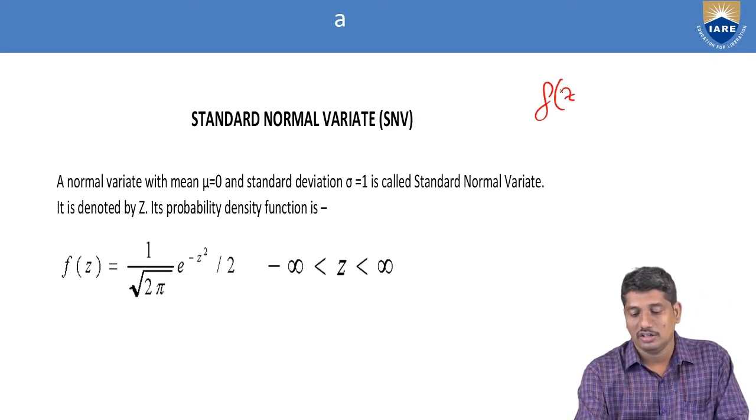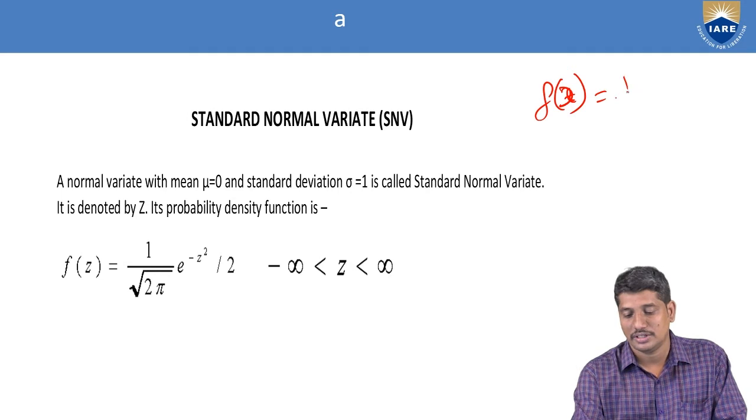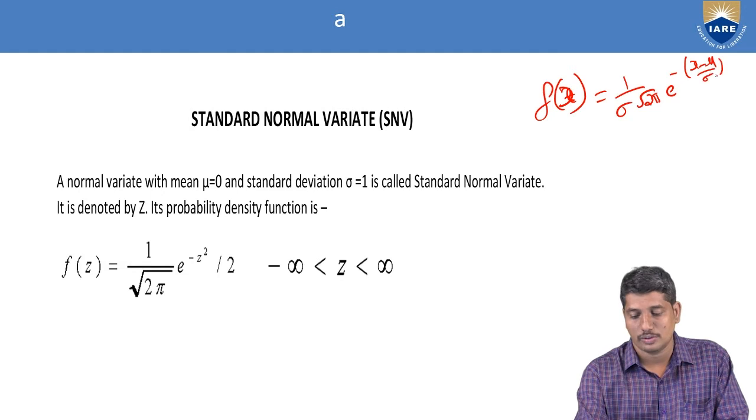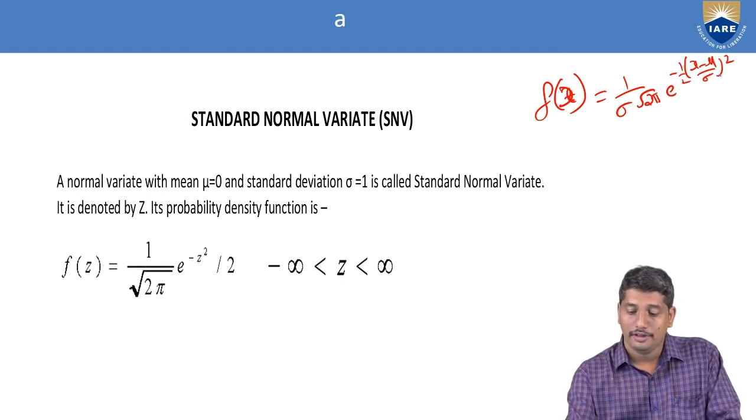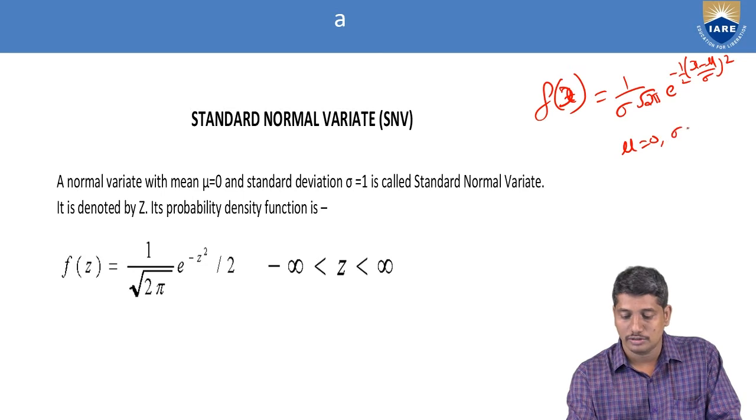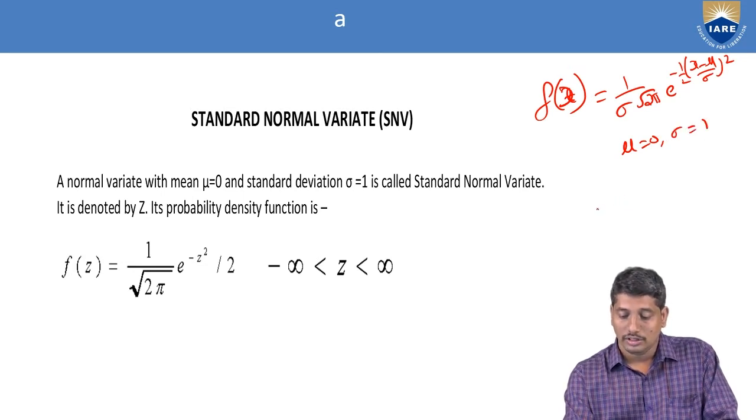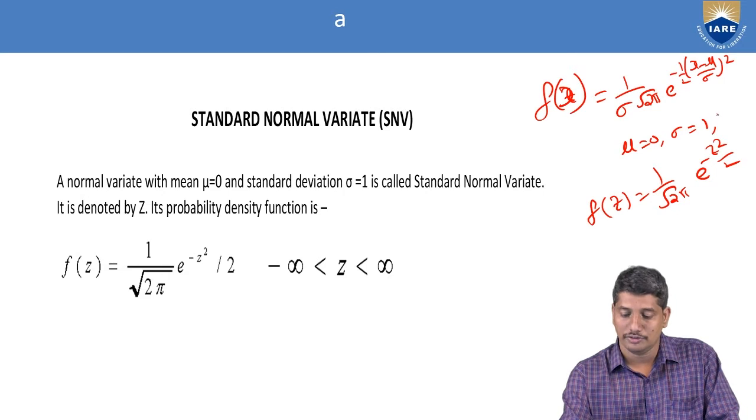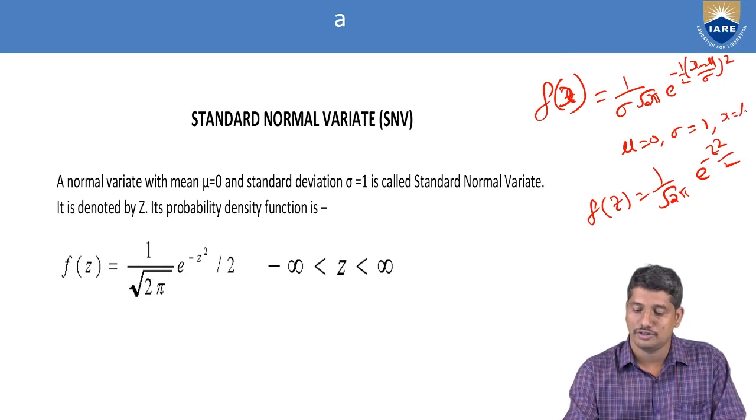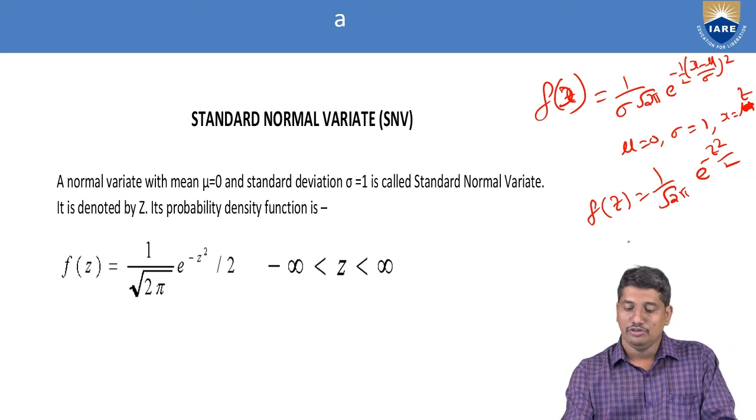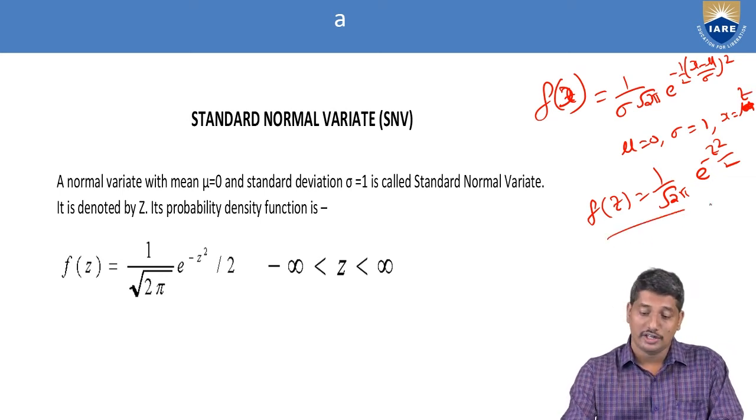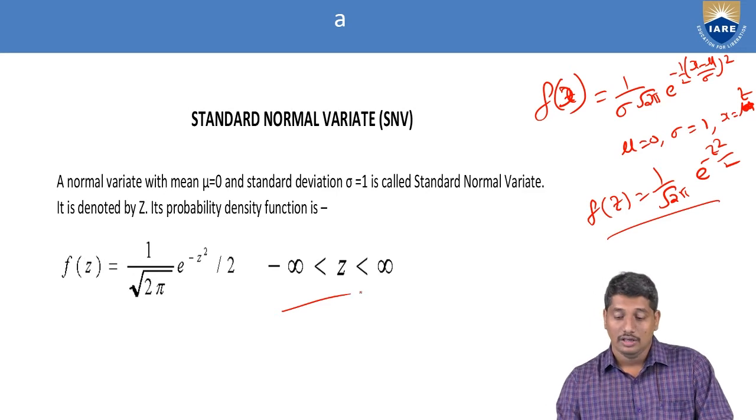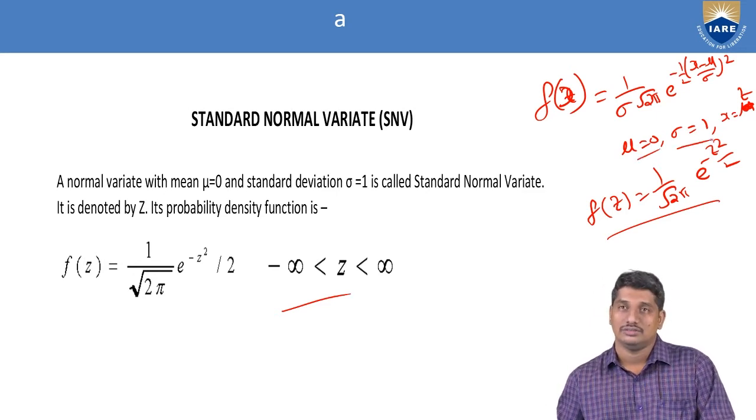This is a general normal distribution function, that is 1 by sigma root 2 pi e power minus 1 by 2 into (x minus mu by sigma) whole square. And if you put mu is equal to 0 and sigma is equal to 1, it will be reduced to f of z is 1 by root 2 pi e power minus z square by 2. That means if you put mu equal to 0, sigma equal to 1, and x equal to z, you will get a new function. This is called the standard normal variate, whose mean is 0 and variance is 1.